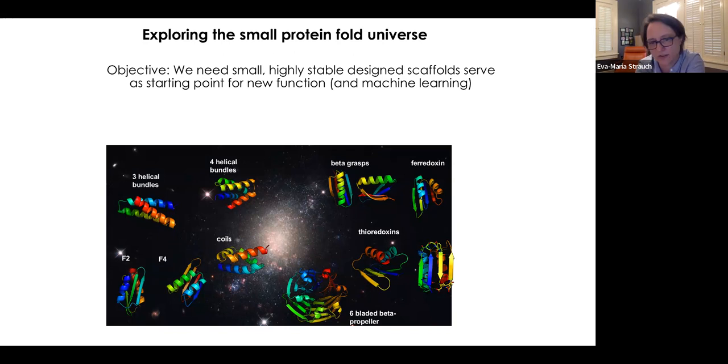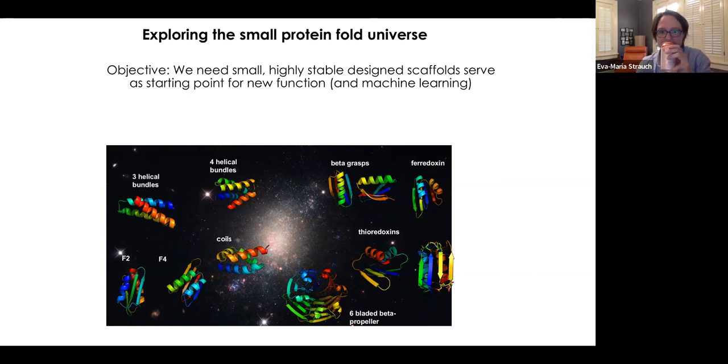And actually also 6-bladed beta propellers, but we didn't follow this up, so I can't report too much on it. But we can make them on the computer that look pretty, and they also express. And then I made up 2 folds, which are called F2 and F4, for Fantasy 2 and Fantasy 4.